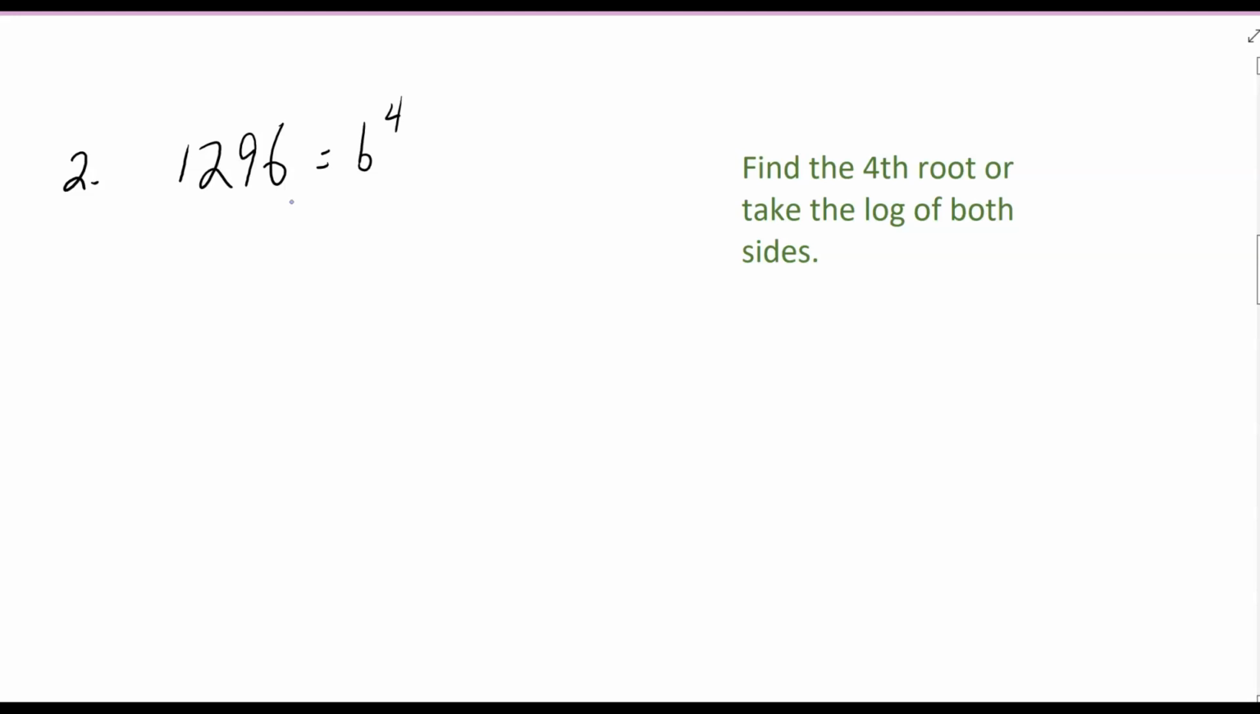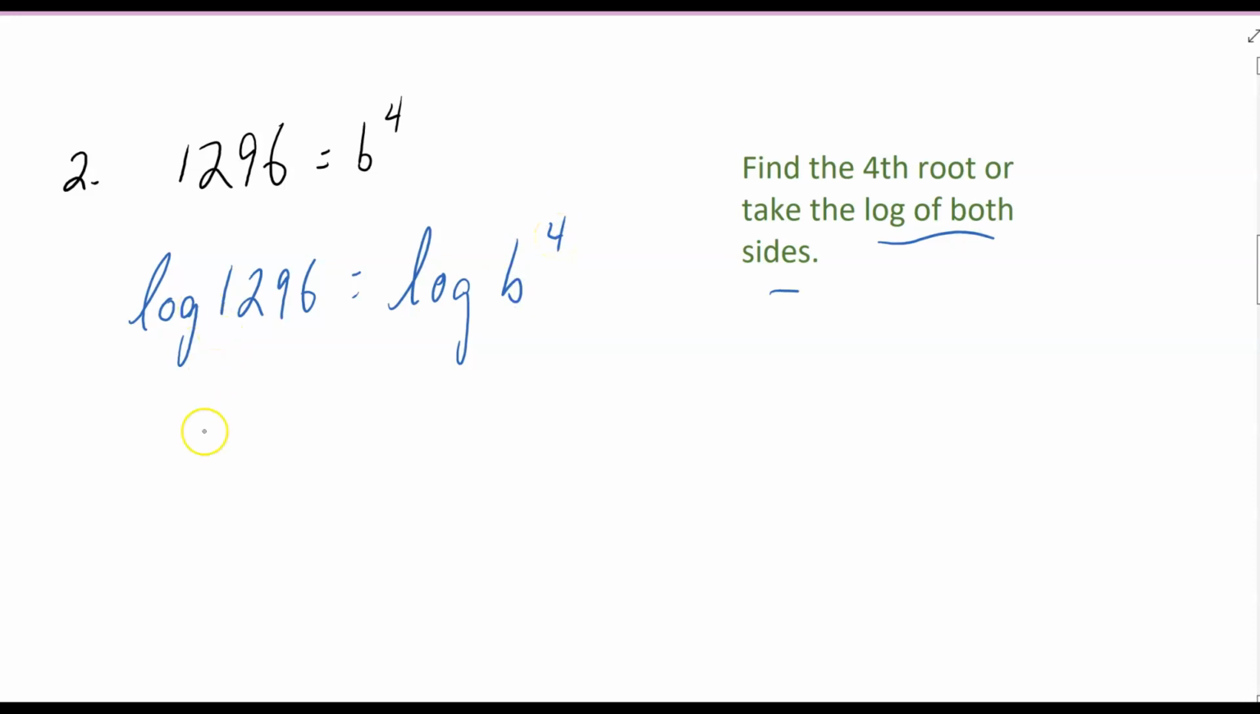However, I want to look at ways to work through these when the whole situation is more complicated and a way that works in all cases. So let's look at this method of taking the log of both sides. What does that mean? All it really means is I write log in front of both sides. And those are log base 10.